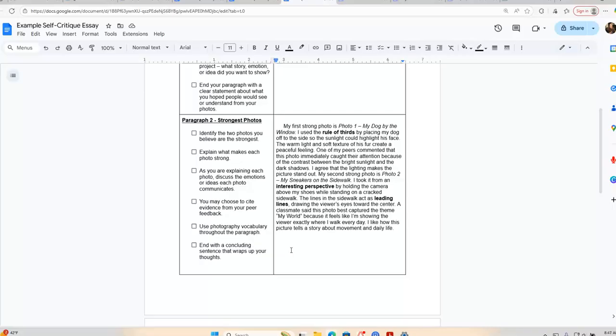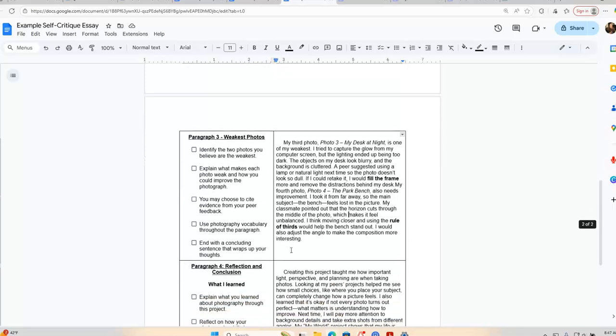I took it from an interesting perspective, again we're tying in some of that vocabulary, by holding the camera above my shoes while standing on a cracked sidewalk. The lines in the sidewalk act as leading lines, drawing the viewer's eyes towards the center. A classmate said that this photo best captured the theme, my world, because it feels like I'm showing the viewer exactly where I walk every day. I like how this picture tells a story about movement and daily life.